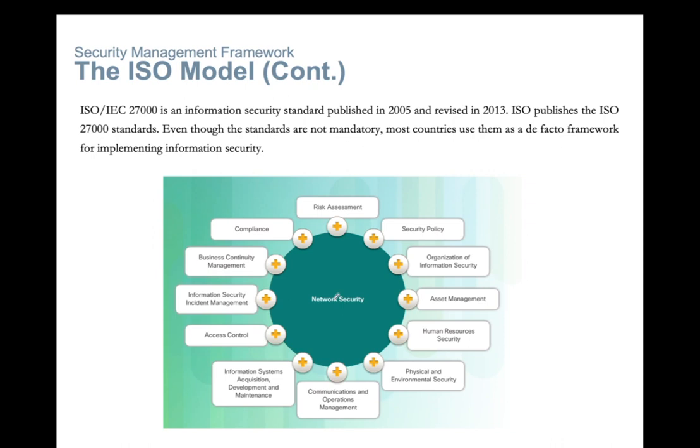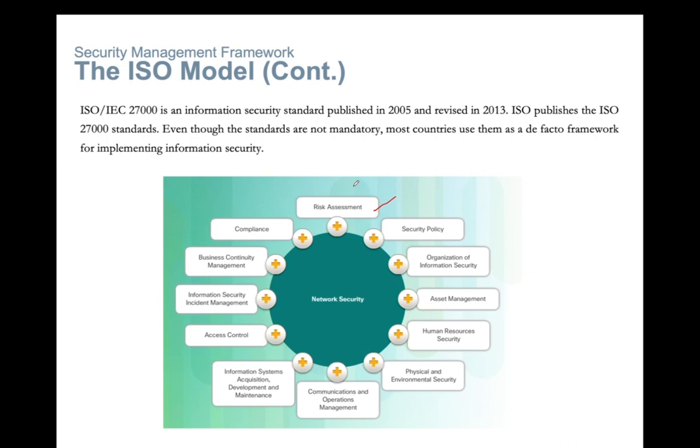So let us see these 12 independent domains. The first one is risk assessment. This is the first step in the risk management process. It determines the quantitative and qualitative value of risk related to a specific situation or recognized threat. This is the first independent component.